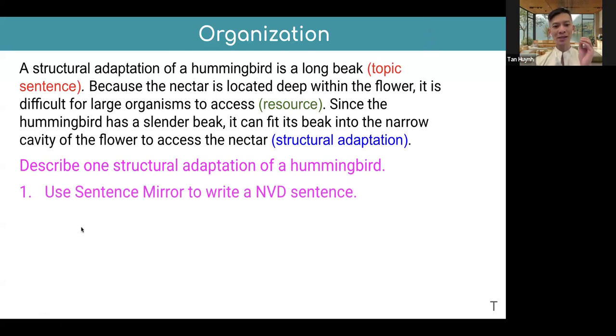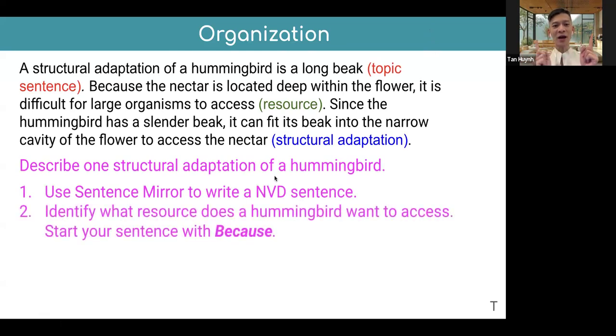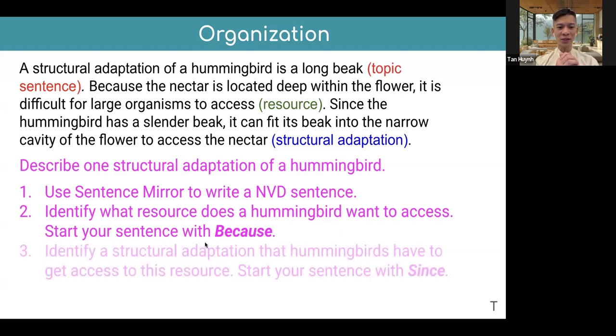First, use the sentence mirroring strategy to write a noun verb detail sentence. After that, identify what resource does a hummingbird want to access, start your sentence with because, and then once you've finished that, then identify the structural adaptation that the hummingbirds have to access to get this resource. Start your sentence with since.